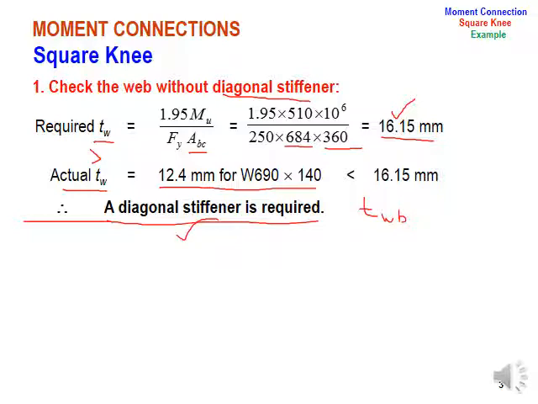If not required, then depending upon this required tw, you provide the same as 12.4 millimeter. If the required one is less than that, then the larger one, meaning the actual tw, the thickness of the web of the beam, you provide the same. If it is not, meaning the diagonal stiffener is required.